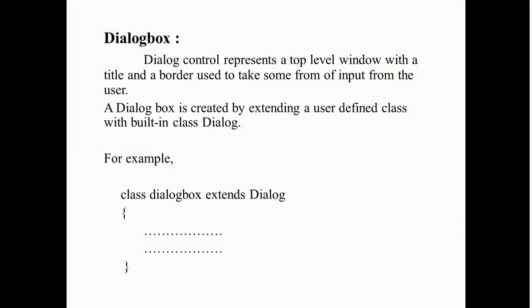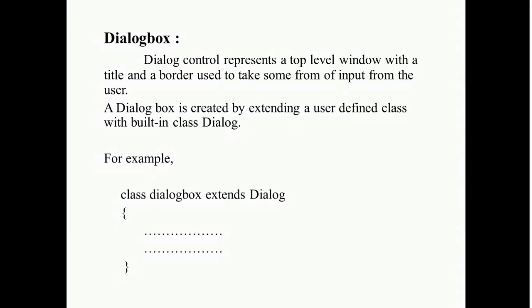AWT supports a special window class, that is the Dialog class, which we can use to create dialog boxes. A Dialog control represents a top-level window with a title and border, used to take some form of input from the user. A dialog box is created by extending a user-defined class with the built-in class Dialog. The dialog box does not have a maximize and minimize button.